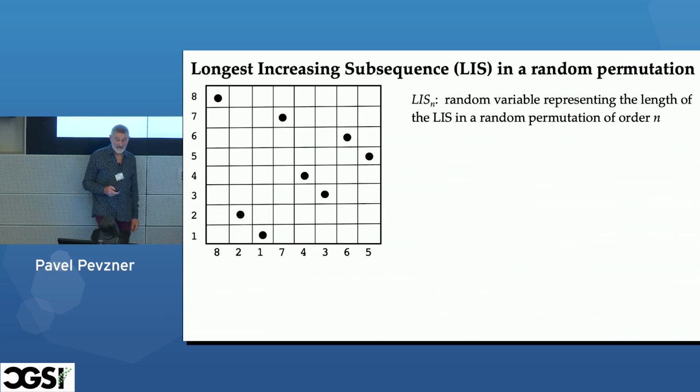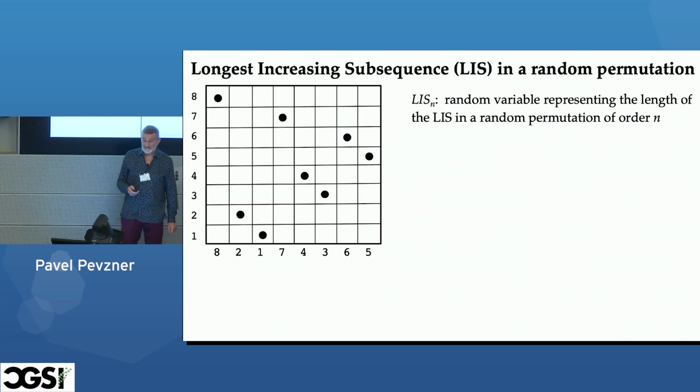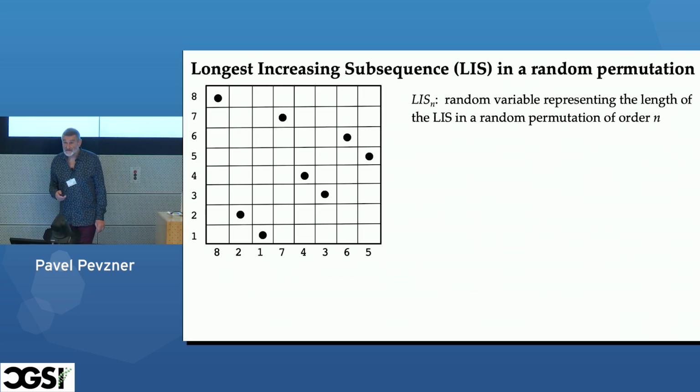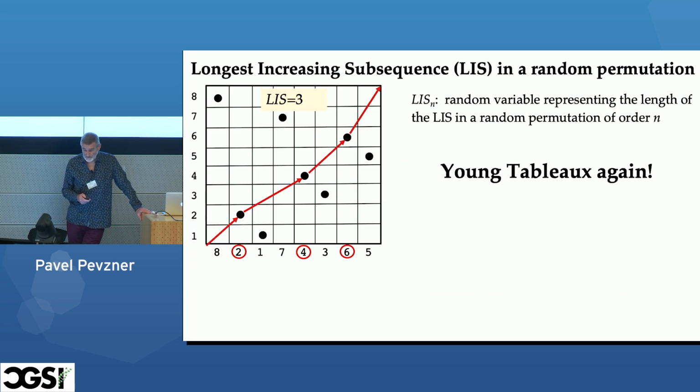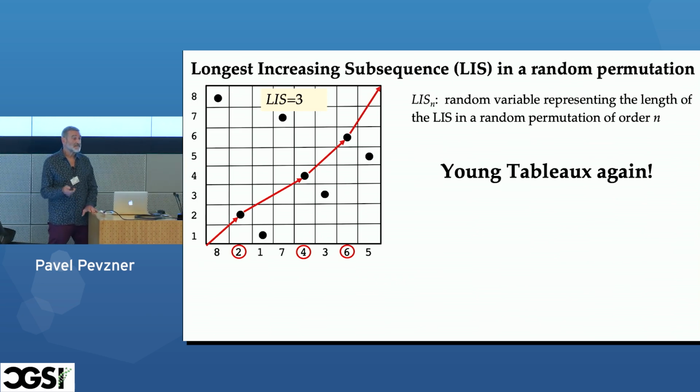LIS of n will be a random variable representing the length of the longest increasing subsequence in this random permutation of order n. For example, in this case, it will be this longest increasing subsequence. And we are interested in the length of the longest increasing subsequence in a random permutation. And amazingly, this question was once again answered by people who studied the Robinson-Schensted algorithm.